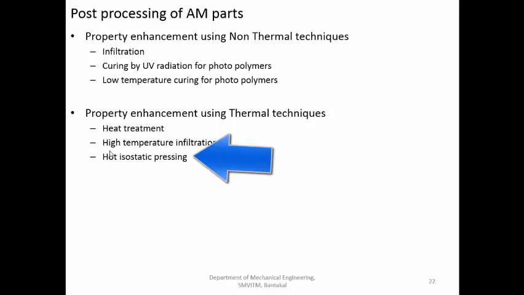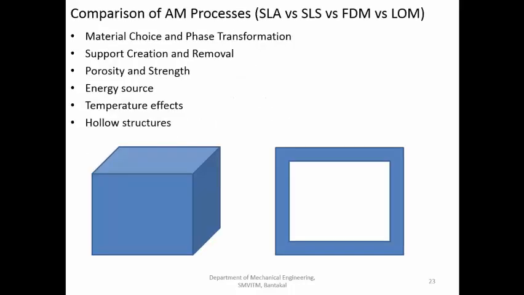So in this case, both high pressure and high temperature are acting simultaneously to compress the component from all sides uniformly and also increase the temperature to ensure that the particles are fusing together or the layers are joining together, leading to an increase in the strength of the component. So that is about the important post-processing activities that are done on additive manufactured parts for their specific applications in some cases.